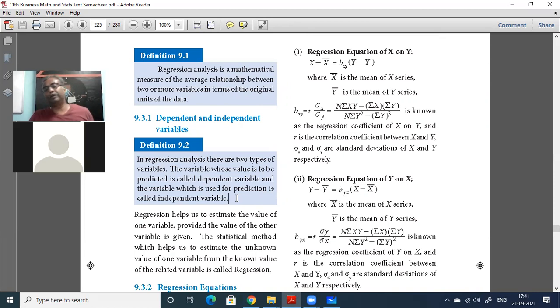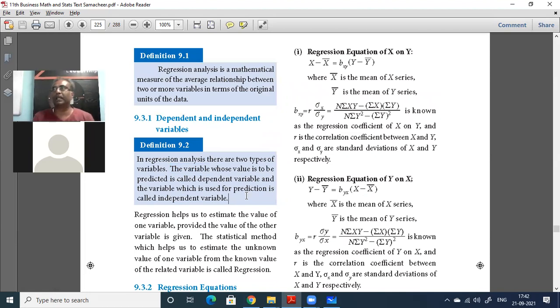Because there, also, between the set of x data and the set of y data, you are finding that relationship. Here in regression analysis, two types of variables are used. That is what is missing in the correlation coefficient. In regression analysis, you call one set the x variable and the other the y variable. One variable is the value to be predicted, called the dependent variable, and the other variable, used for prediction, is called the independent variable.